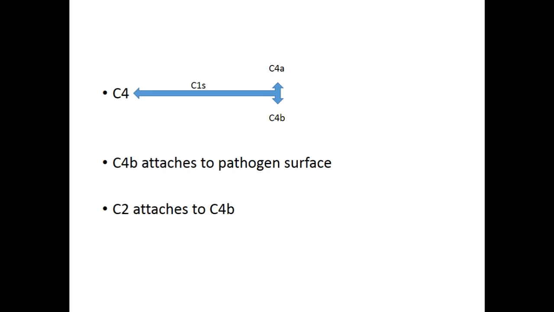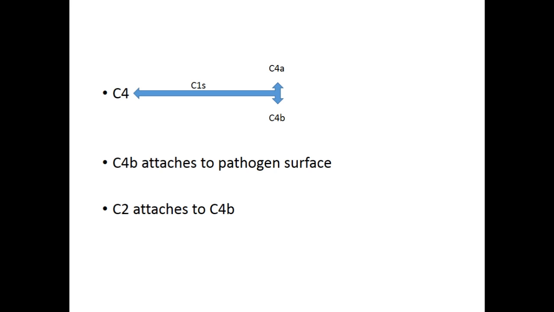Now I have told you B is for bigger, so C4b is bigger and heavier. Just imagine like that, it is heavier and it will stay on the surface of the pathogen. C4a is quite light and it is an anaphylatoxin, and C4b will attach to the surface of the pathogen, and when C4b attaches to the surface of the pathogen, C2 will attach to C4b.